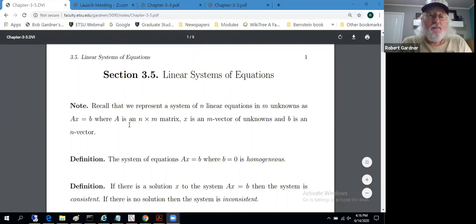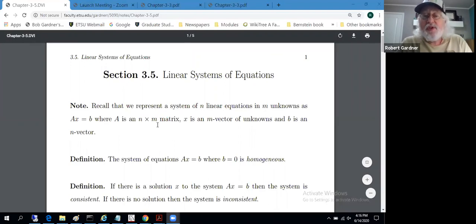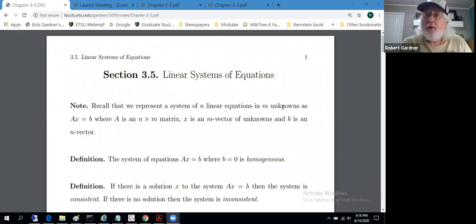Ax equals b. A is an n by m matrix. For each row of A, there corresponds an equation, a linear equation. For each column of A, there corresponds an unknown. So A is an n by m matrix. x is an m vector of the unknowns, x1, x2 through x sub m.